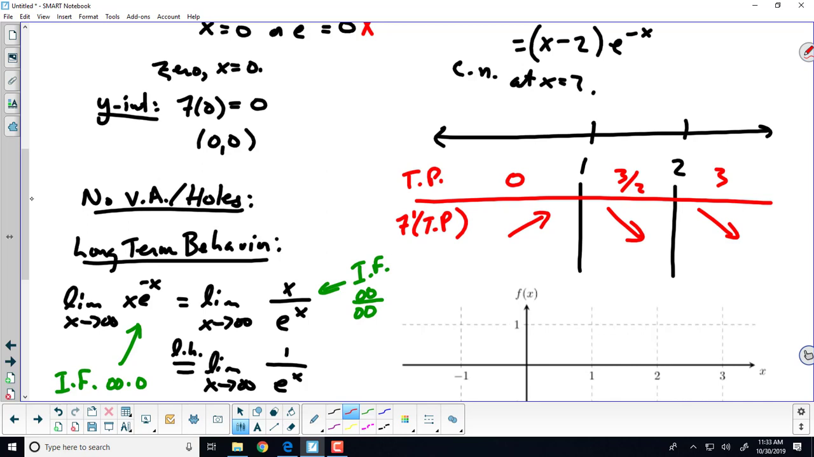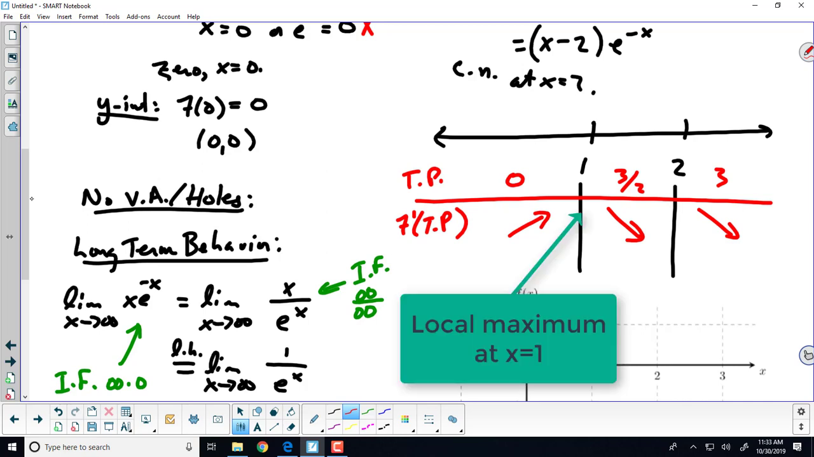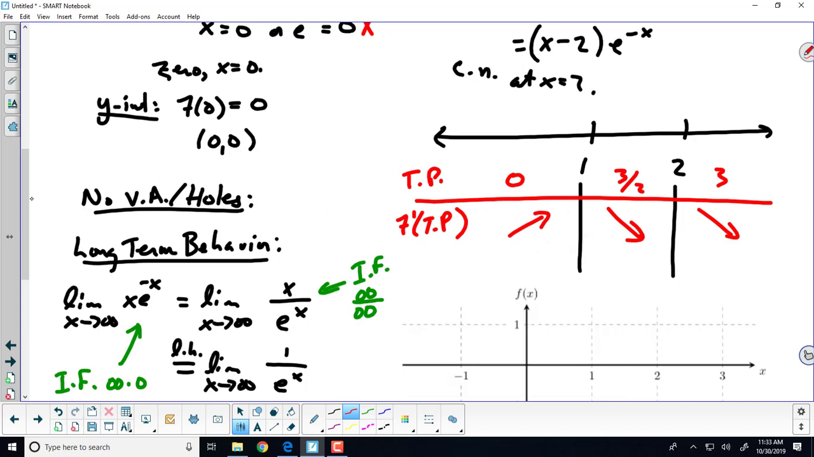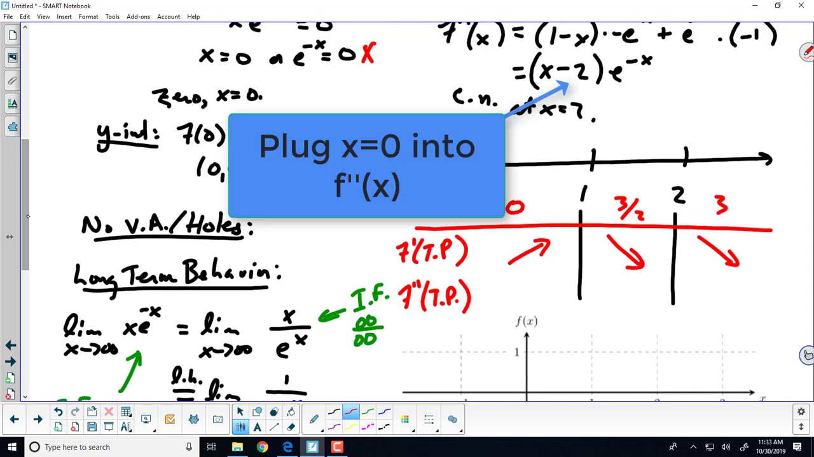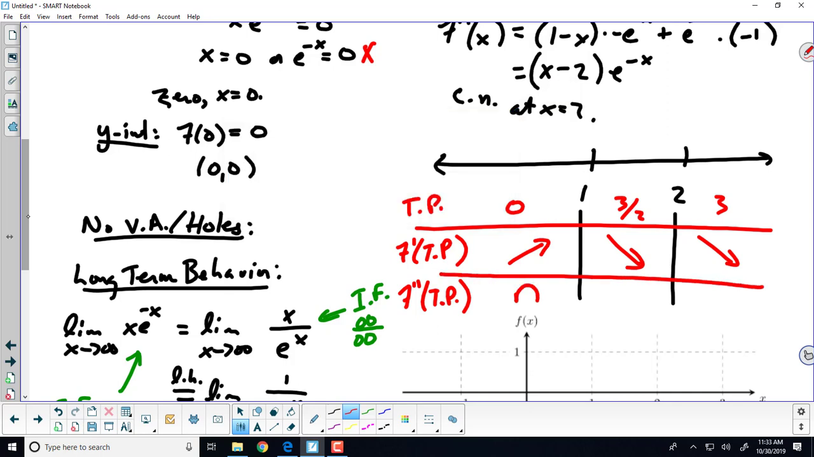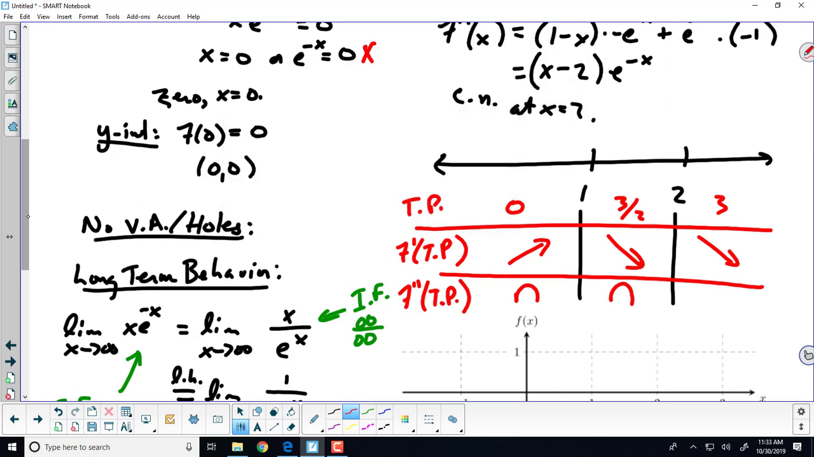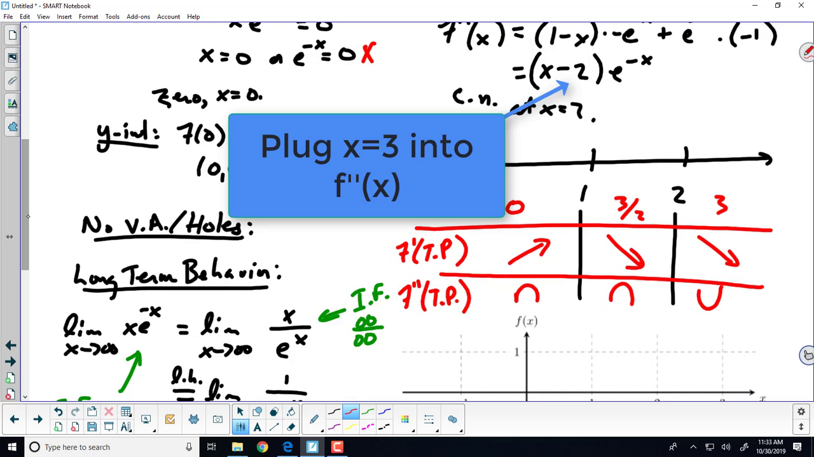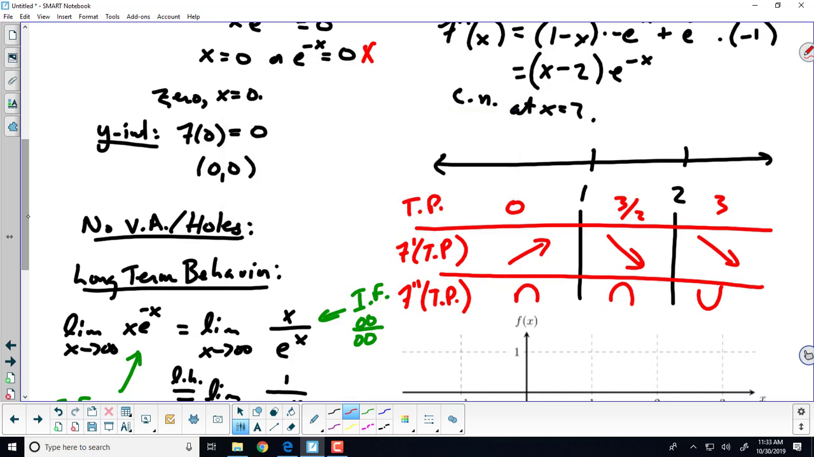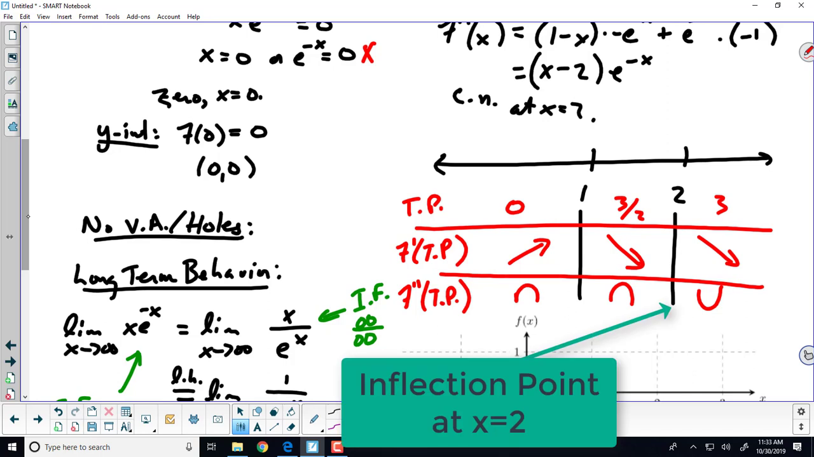Notice what we've shown here. We've shown that this graph has a local maximum at x equals 1. Now we're going to plug these into the second derivative. So here's my second derivative. If I plug in 0, I get a negative sign, so we are concave down. If I plug in 3 halves, I still get a negative number, so we're still concave down. And if I plug in 3, we are concave up, and I've shown that x equals 2 is an inflection point.